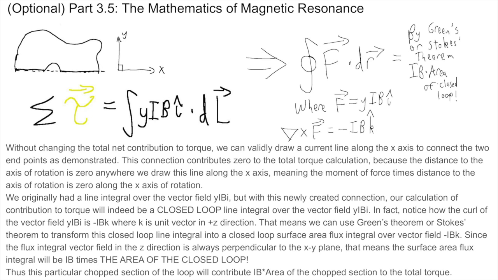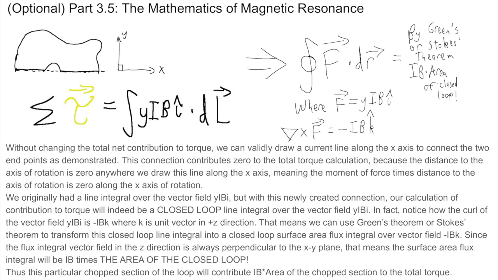In fact, notice how the curl of the vector field YIBi is negative IBk, where k is the unit vector in the plus z direction. That means we can use Green's theorem or Stokes' theorem to transform this closed-loop line integral into a surface area flux integral over the vector field negative IBk. Since the flux integral vector field in the z direction is always perpendicular to the xy plane, the surface area flux integral will be IB times the area of the closed loop.